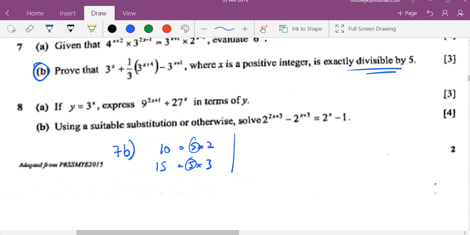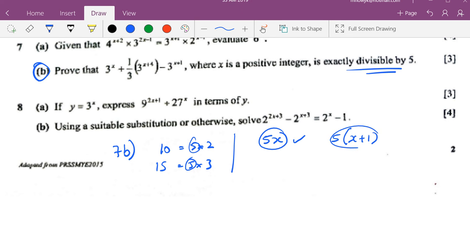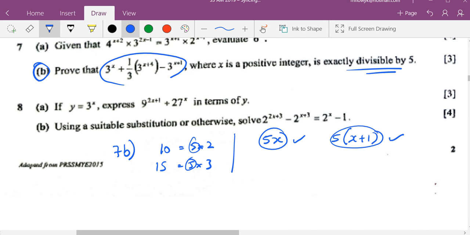Let's try a concept. If I say 5x, is this number divisible by 5? Yes. If I say 5x plus 1, is this divisible by 5? Yes. So now you understand the idea of divisible by 5. When I factorize, I must have 5 in front of a bracket and then something inside. I don't know what is inside, but I must have a 5 outside. Then I can prove that it is divisible by 5. So let's start the journey.